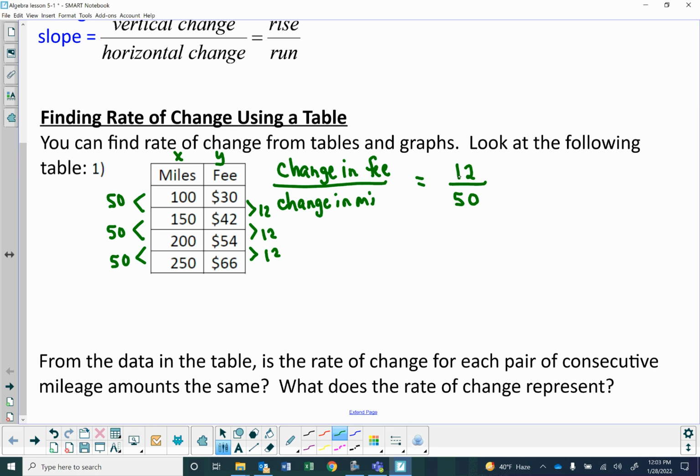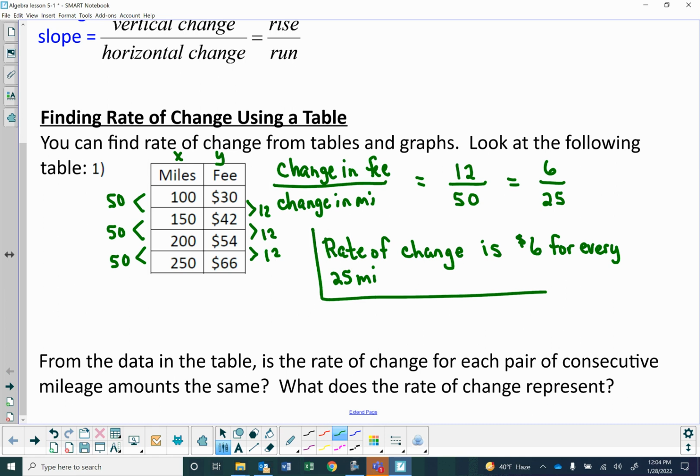And then of course we're going to reduce this, because you always reduce all of your slopes or rates of change to lowest terms, but never changing them to a mixed number. So if I reduce this, I will end up getting 6/25. Now I have to interpret this. 6/25 would be a slope, but it's not considered to be the rate of change, because the rate of change needs to be in words. The rate of change would be $6 for every 25 miles. So there's your rate of change.